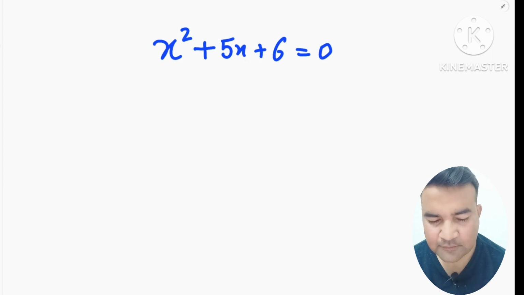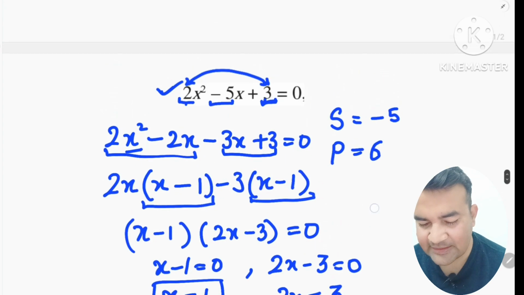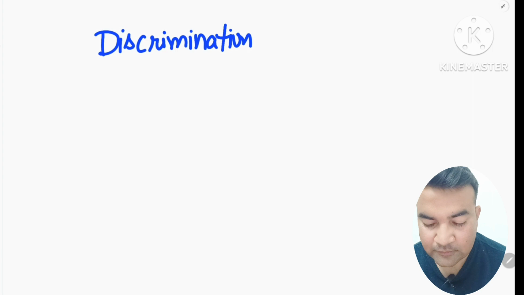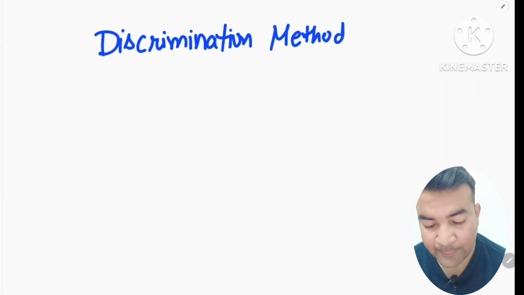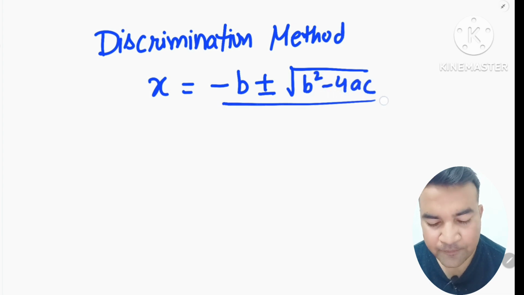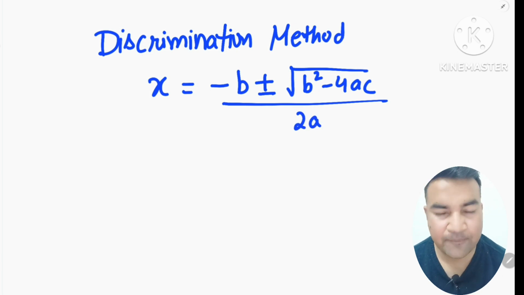Okay, so now let's move to the next type of concept that we have. The concept that we have is the discriminant method. This is a very easy method to solve the equation. So for the discriminant method, if I write the whole formula over here, that will be x is equal to minus b plus minus under root b square minus 4ac over 2a. Now you will get confused about what a, b and c are.